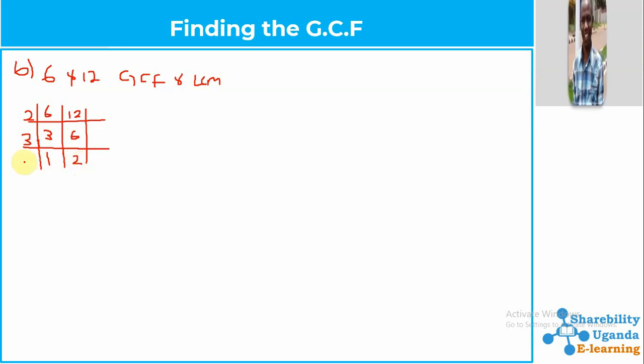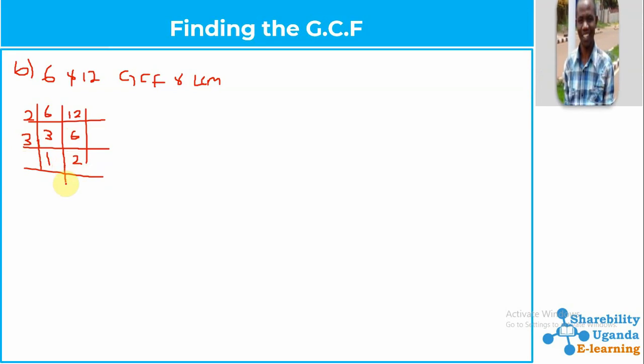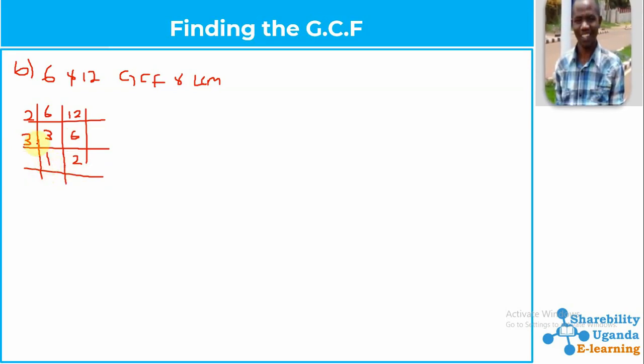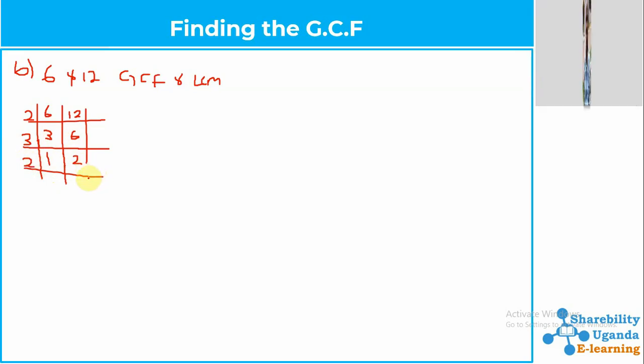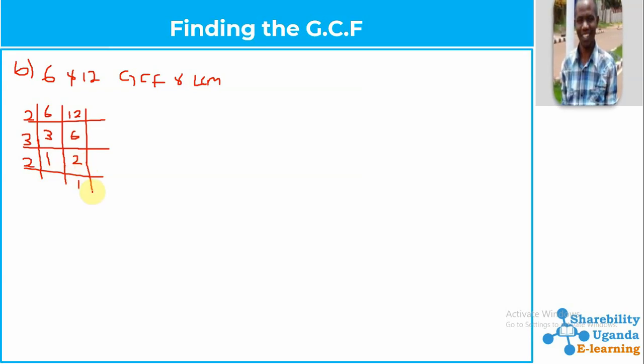So this simply means that our first number is done. We still have a 2, which is here. 2 divided by 2, we get 1. So now here we have been able to get our numbers.